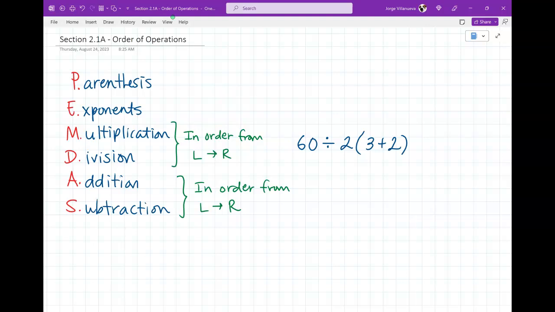So anyway, order from left to right. So what would be my answer for that little question I have up there? Anybody know?